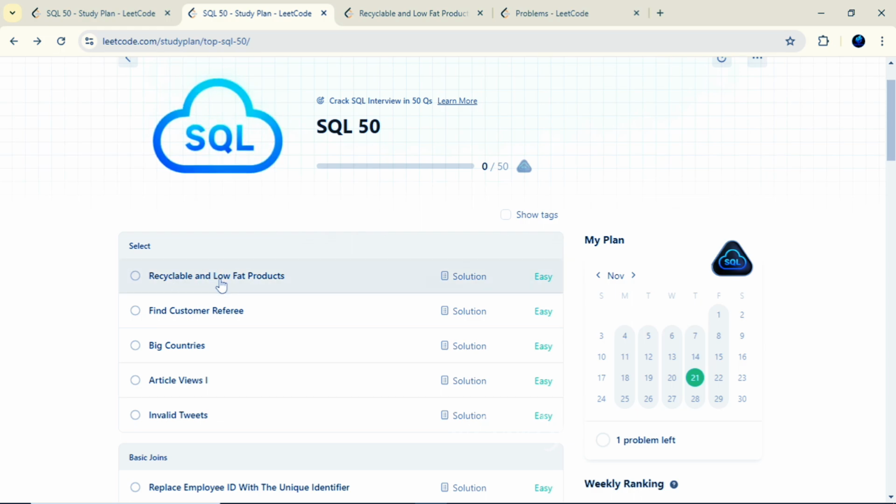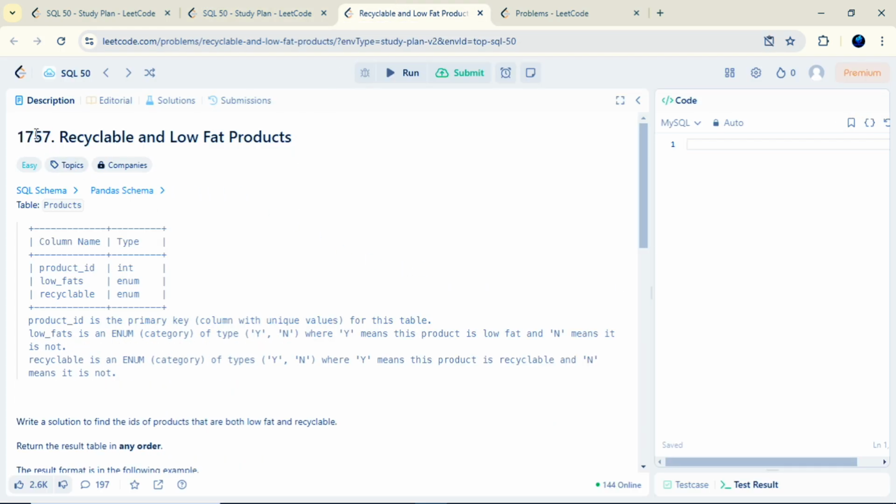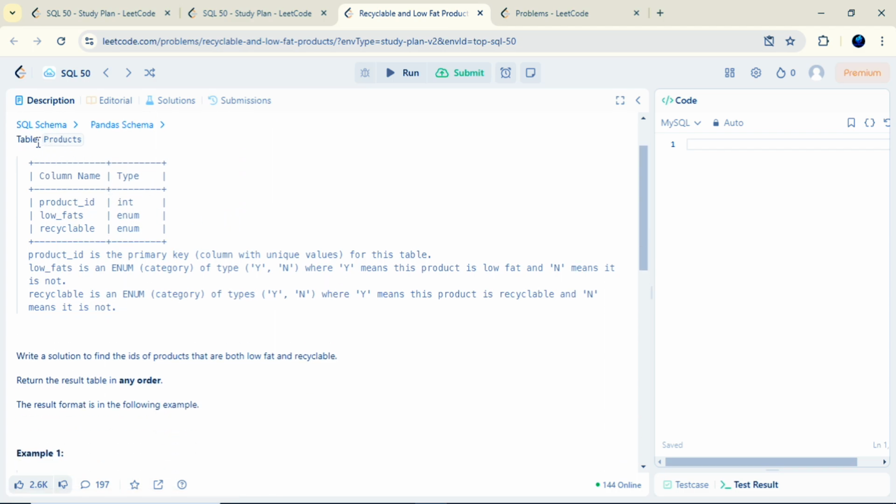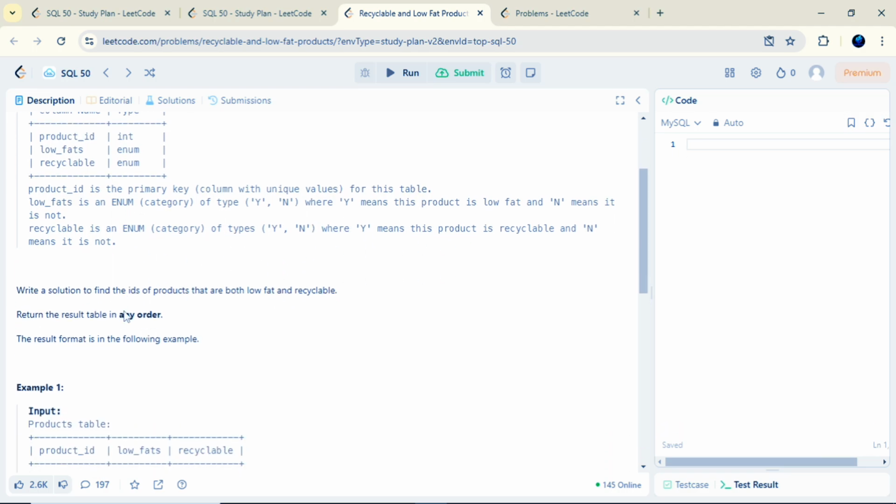Okay, so let me start with this first question, that is Recyclable and Low Fat Products. The question number 1757. Here we are given this Products table which has the columns product ID, low fats and recyclable. The explanation is product ID is the primary key. Low fats is an enum, that is a category of type Y and N, where Y means the product is low fat and N means it is not. The recyclable is again an enum category of type values Y and N, where Y means this product is recyclable and N means it is not.